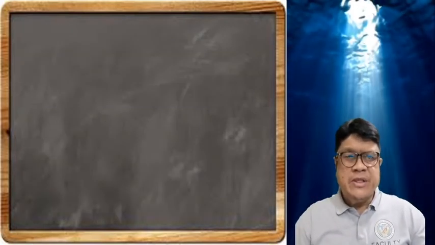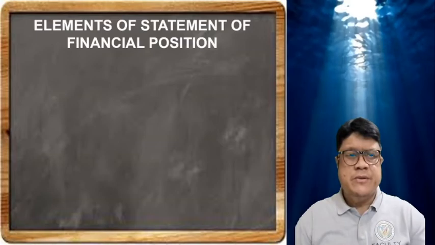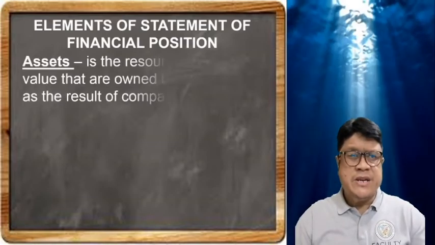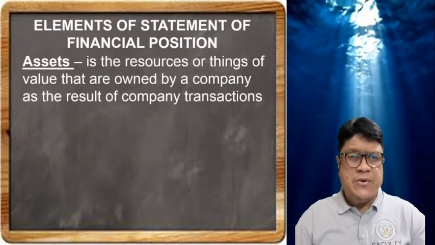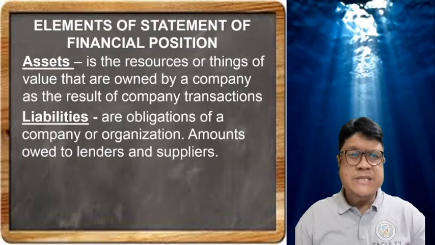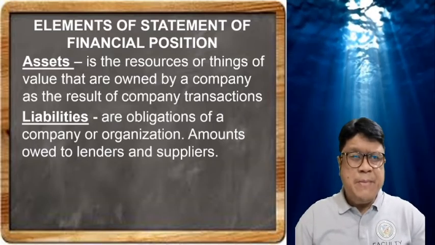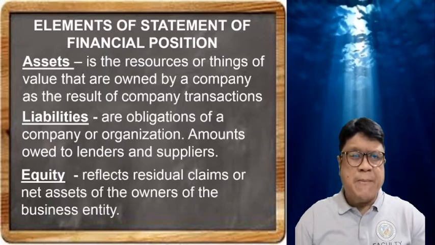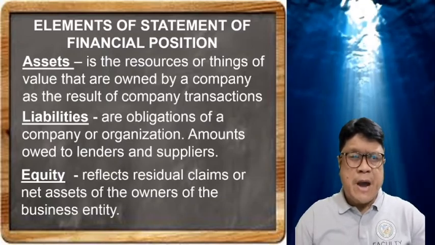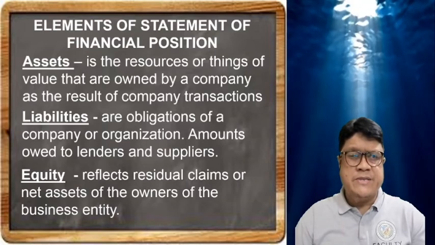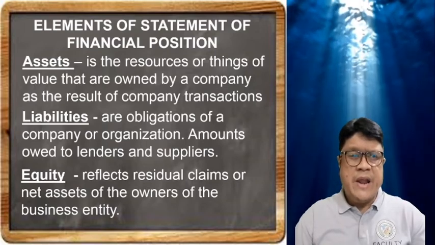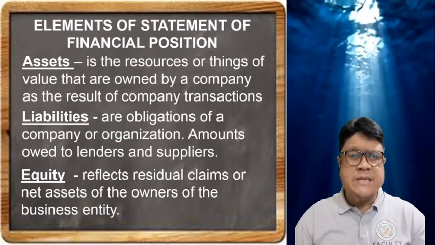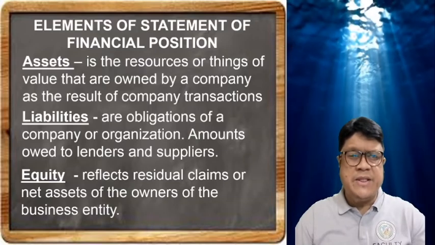Elements found on the Statement of Financial Position. Assets. Assets are the resources or things of value that are owned by the company as the result of the company's transactions. Liabilities. Liabilities are obligations of the company or organization, amounts owed to lenders and suppliers. Equity reflects residual claims or net assets of the owners of the business entity.